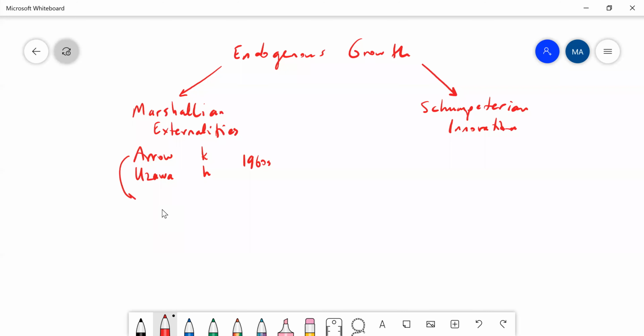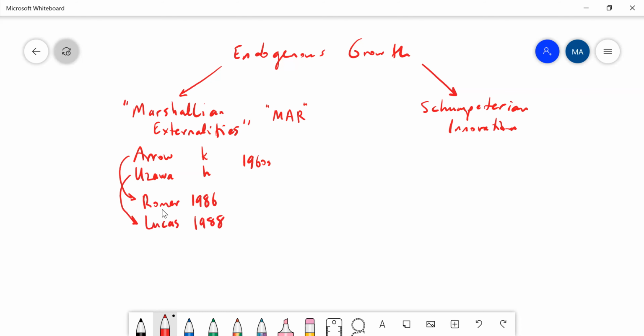Then Arrow's model has been extended by a nice paper by Romer in 1968. Then the Uzawa paper has been extended and generalized by Robert Lucas in 1988. Okay, so these models deliver endogenous growth through the Marshallian externalities. In the literature, sometimes they are called Marshall, Arrow, Romer externalities. Okay, so that's also an abbreviation that is used.